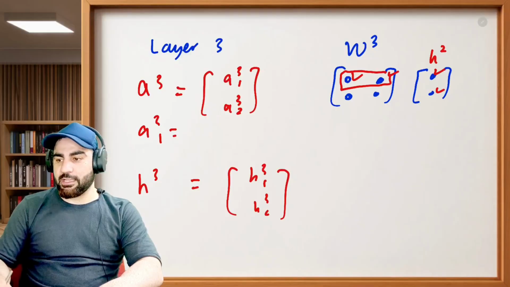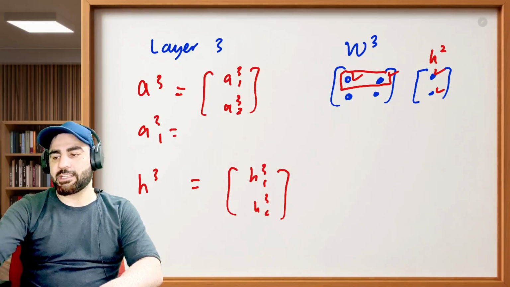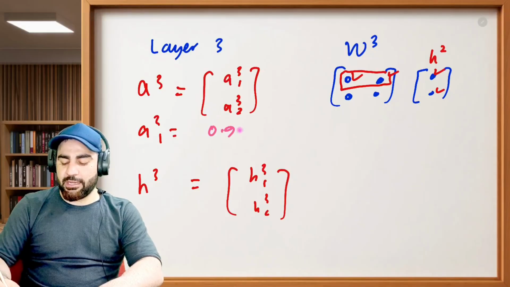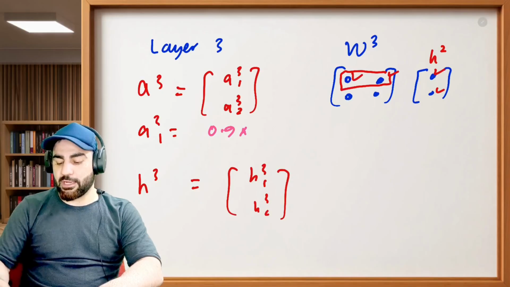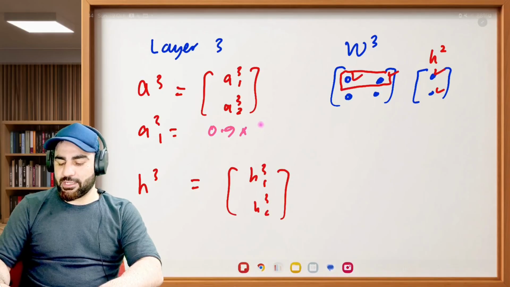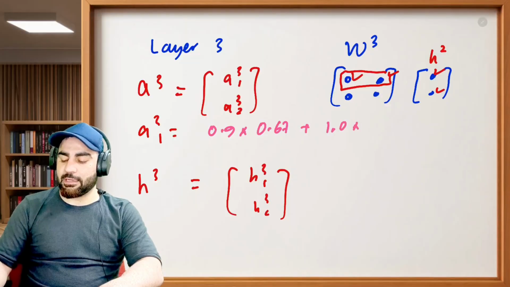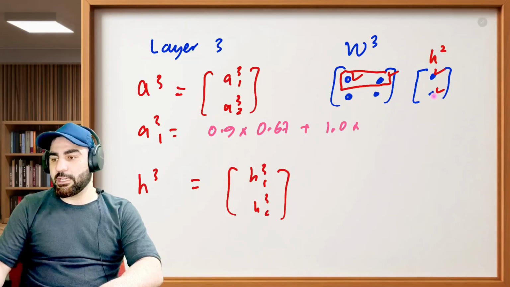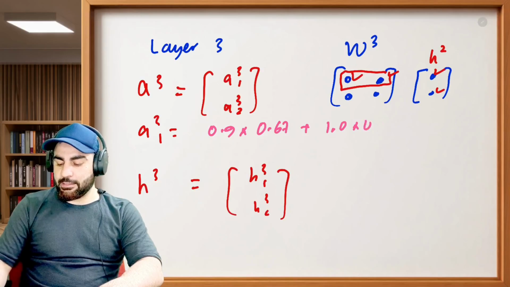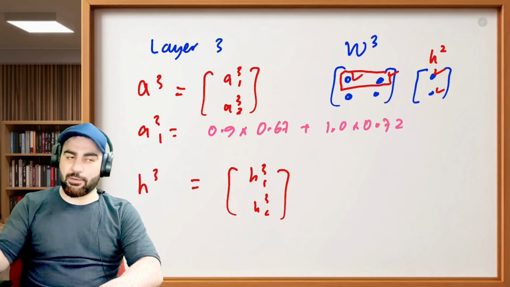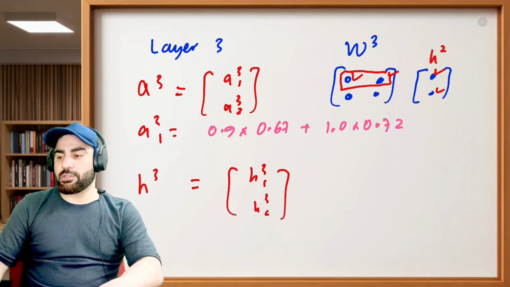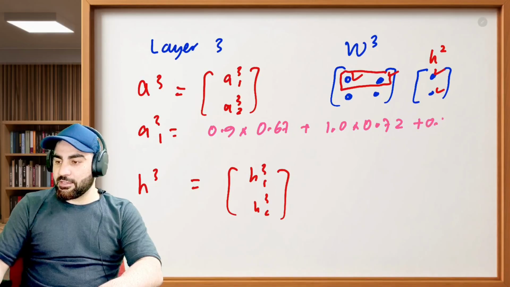So this is the matrix. If you see that matrix, it starts from 0.9. So 0.9 multiplied by whatever the value we got here, that is 0.67, plus 1.0 multiplied by the second value that we got in H2. That was 0.96. 0.96 after applying activation we got 0.72, and then we add bias. So this roughly comes out to be 1.4.